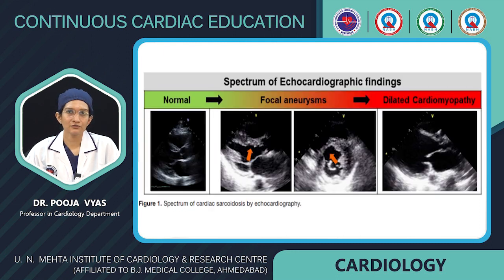These are the spectrum of the echocardiographic changes we may find in cases of cardiac sarcoidosis. In the first image it is a normal echocardiogram, then even focal aneurysms are very common in patients with cardiac sarcoidosis. You can see that there is a focal ventricular aneurysm, and then the last stage is dilated cardiomyopathy. So the most common phenotype is dilated cardiomyopathy.